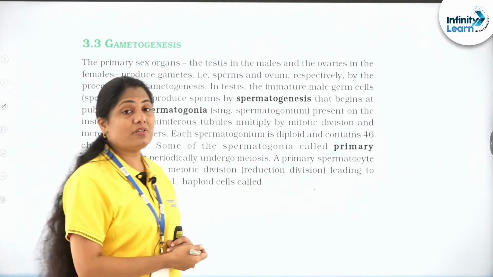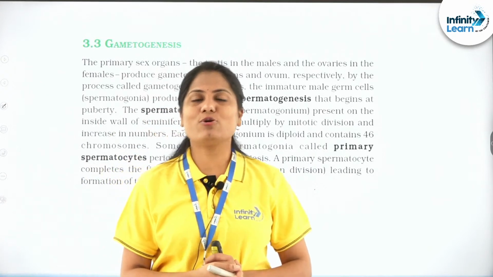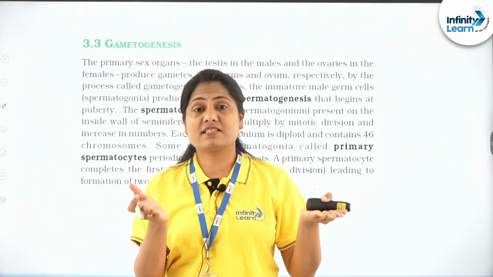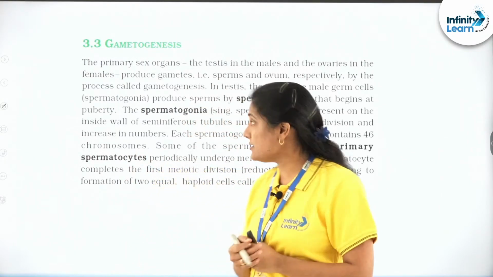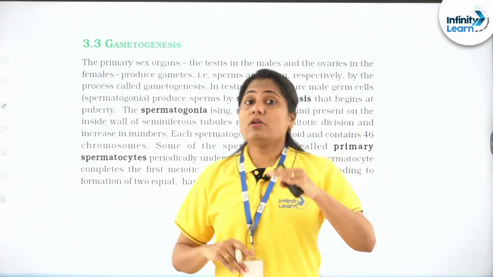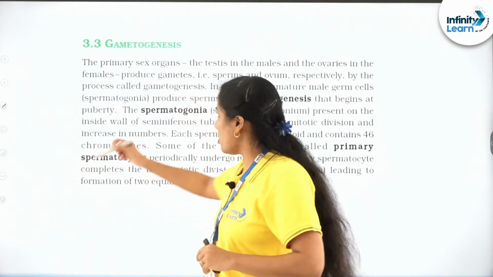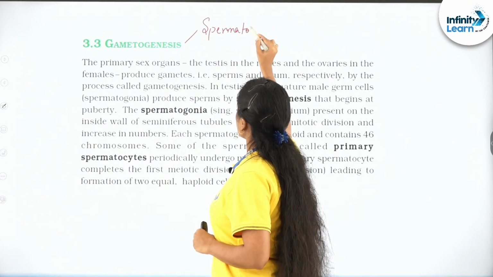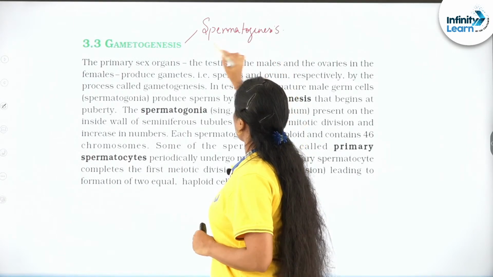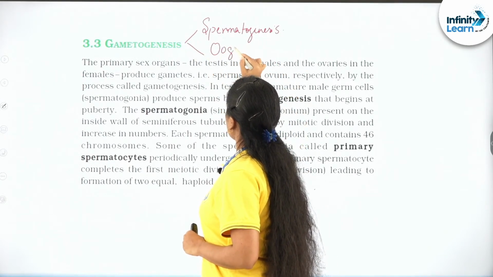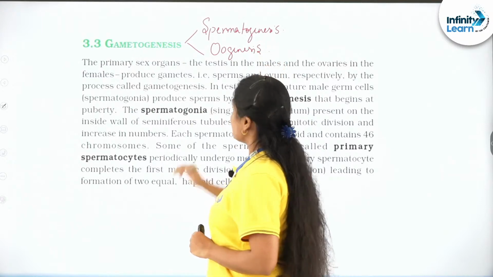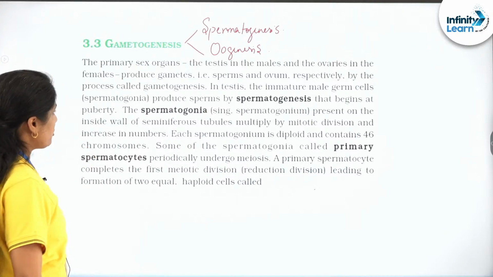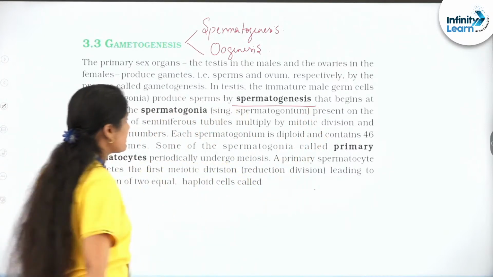So now we talk about gametogenesis. We already know gametogenesis is the formation of the gametes. If we are talking about sperm formation, we are talking about spermatogenesis, right? If we are talking about formation of ovum, it is the oogenesis. Oogenesis and spermatogenesis is what we are going to talk about. First up is the spermatogenesis.